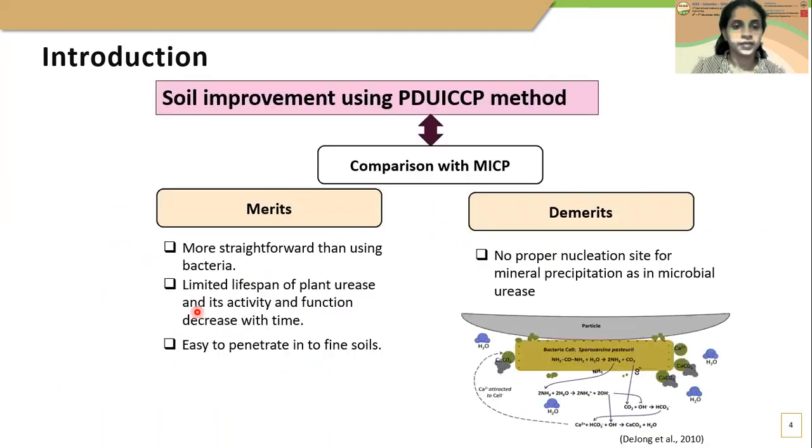precipitates calcium carbonate. Hereafter, for soil improvement using the plant-derived urease-induced calcium carbonate precipitation method, I use the PDU-CCP method, and for the microbial-induced calcium carbonate precipitation method, I use the MICP method. When compared with the MICP method, the PDU-CCP method has several advantages. Therefore, I considered the PDU-CCP method for my study.